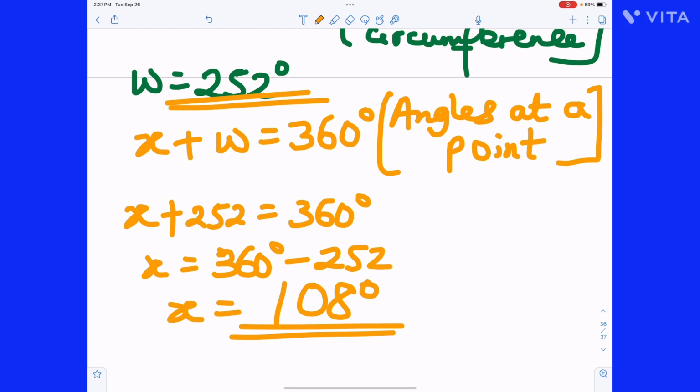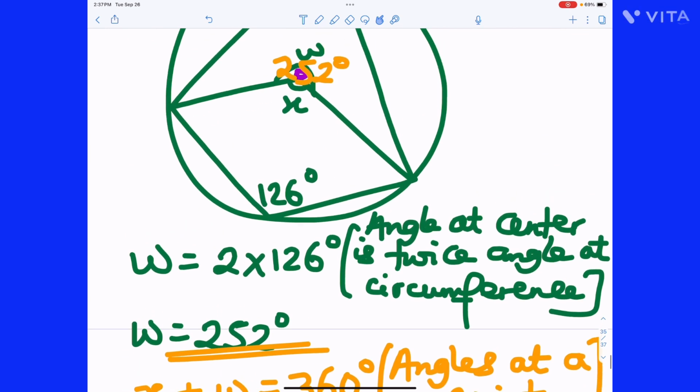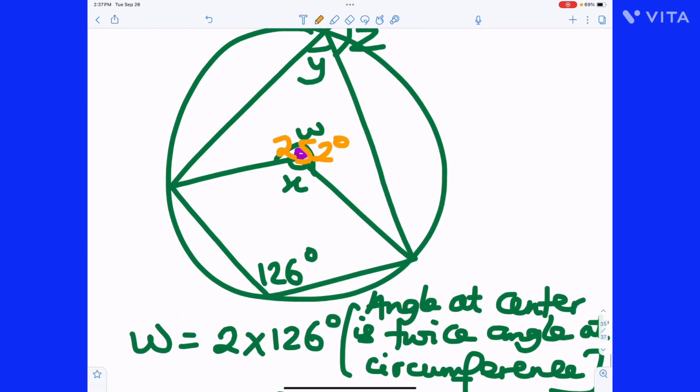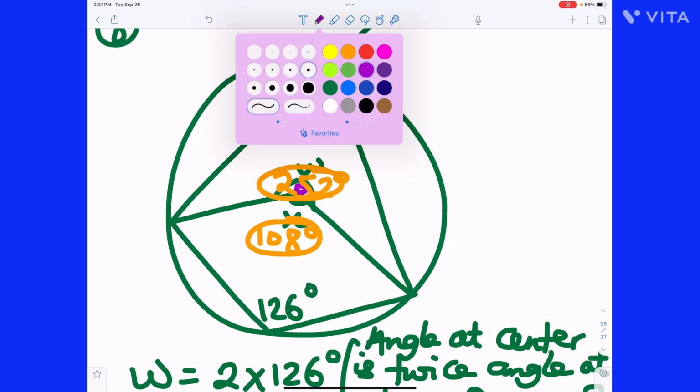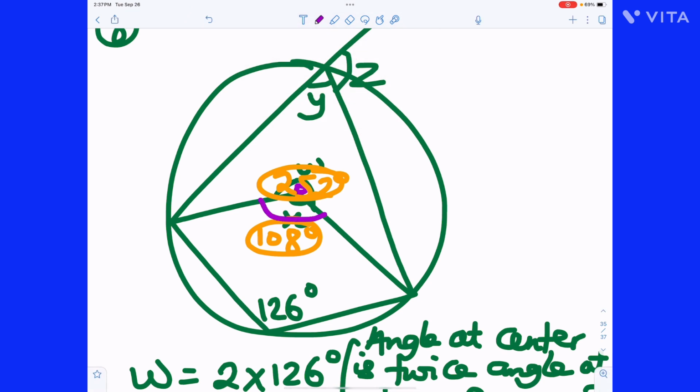Take note of that. What else are we to find now? What other angle do we want now? We know this now, 108. Let me circle these angles we are looking for by ourselves. The same way, 108 is equal to 2 times Y. This 108 here will be equal to 2 times Y.